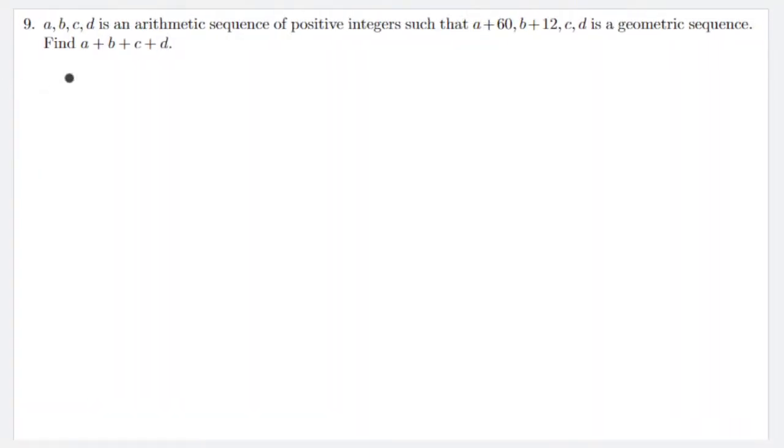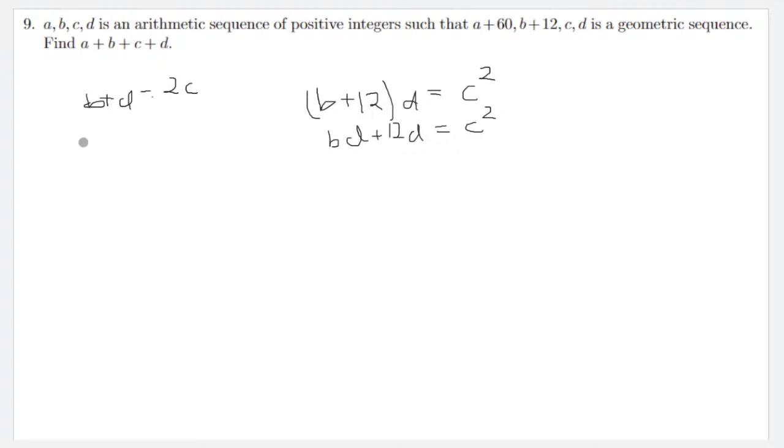So we know this is a geometric series. So we know b plus 12 times d is c squared. Expand this, bd plus 12d is equal to c squared. We know this is ABCD is an arithmetic series, so b plus d equals 2c, or b plus d over 2 equals c.